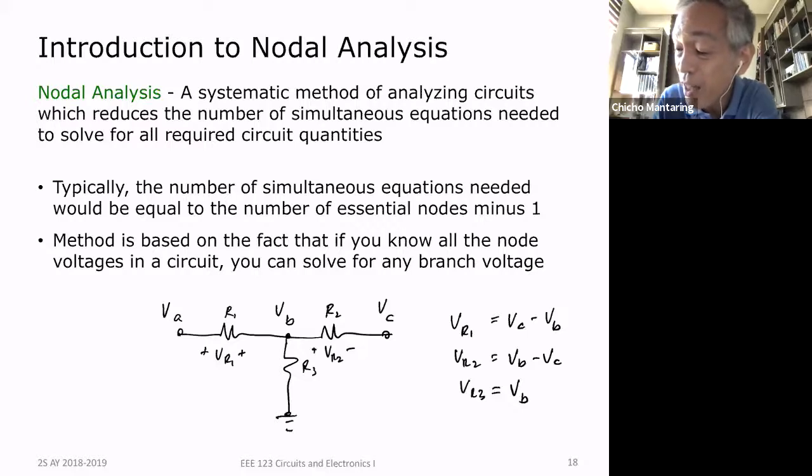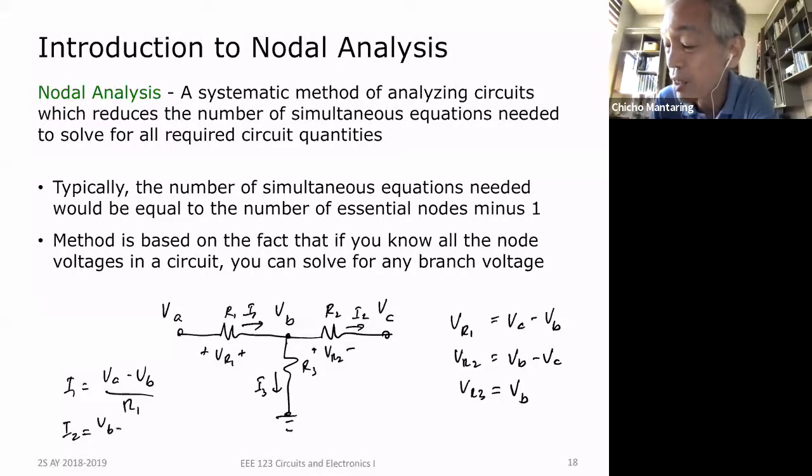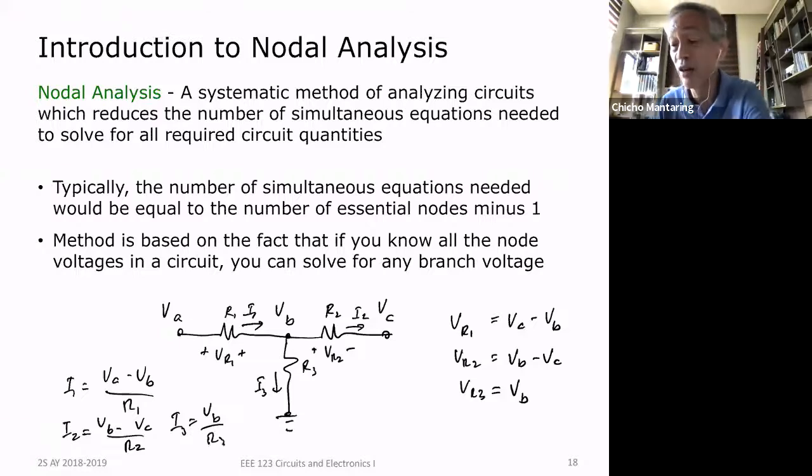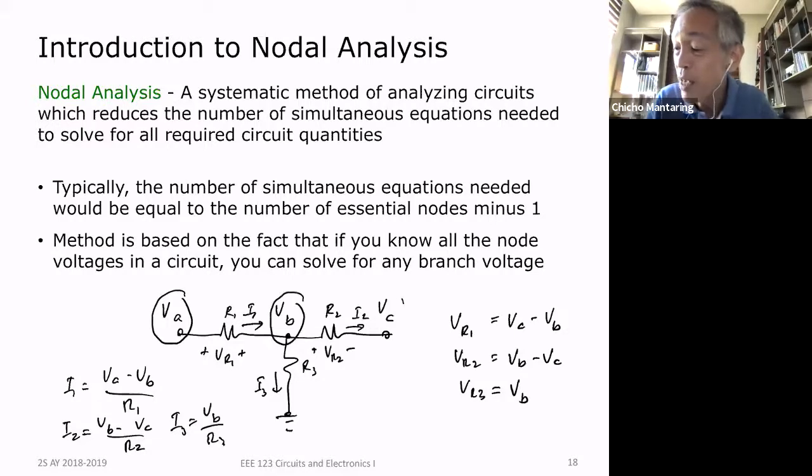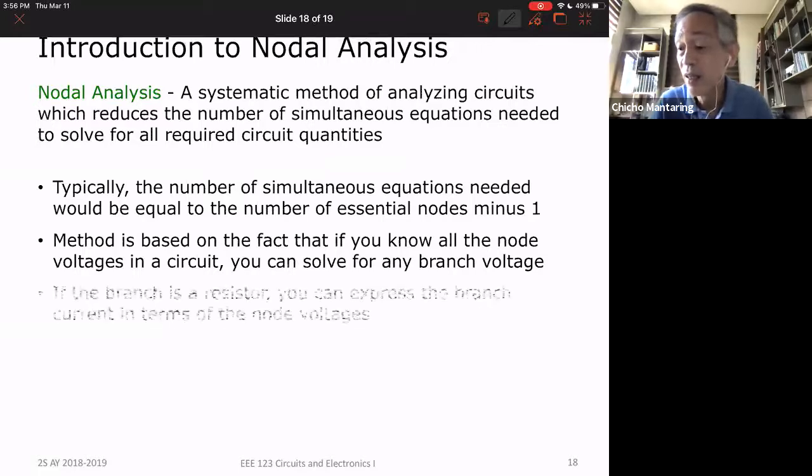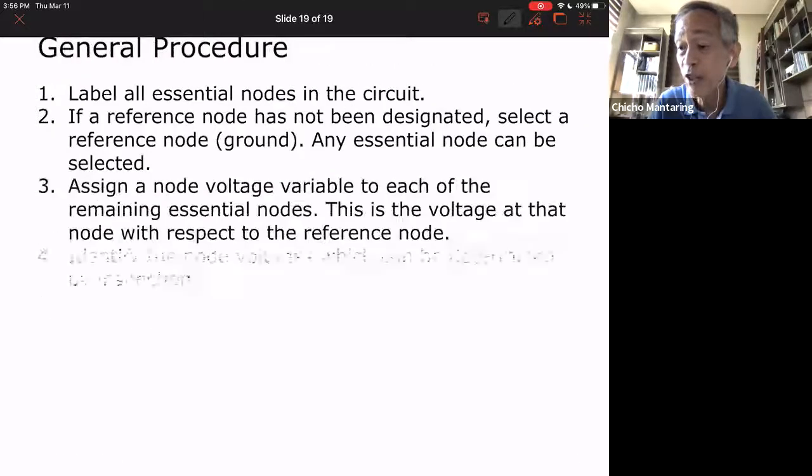If I know VR1, VR2, VR3, then alam ko na rin yung I1, alam ko na rin yung I2, and alam ko na rin yung I3. So I1 is just VA minus VB over R1. I2 is VB minus VC over R2. And I3 is just VB over R3. So ang key dito is, ito lang ang kailangan kong malaman, VA, VB, and VC. Pag alam ko yung VA, VB, VC, masosolve ko na for all of the currents that I need to solve for. So that is the trick in nodal analysis. No? And then I have a general procedure here, but we're going to take this up in the next meeting.